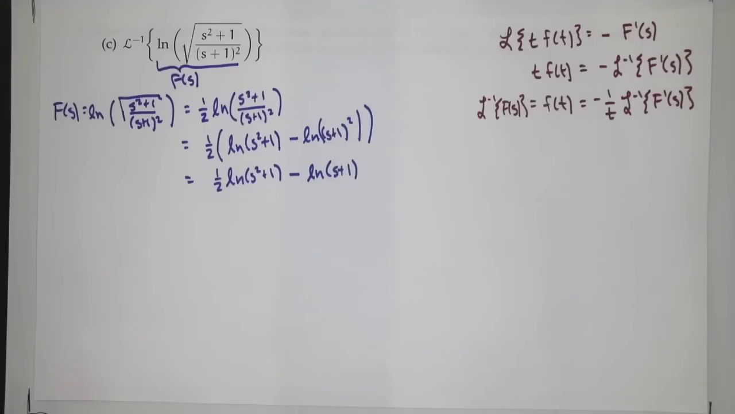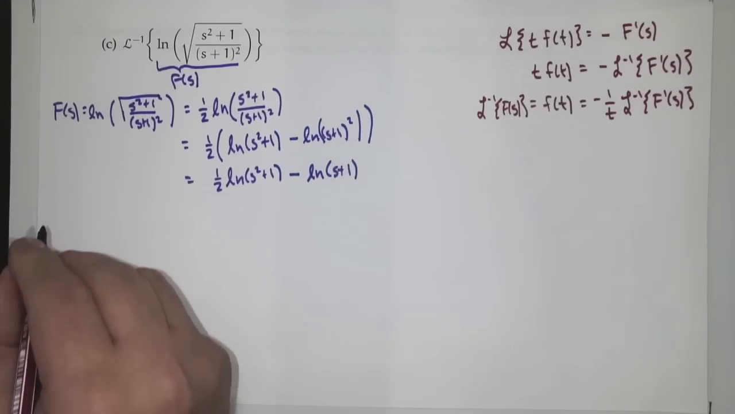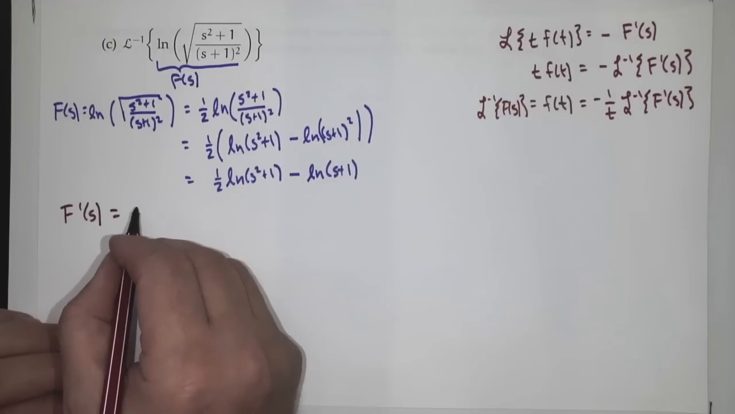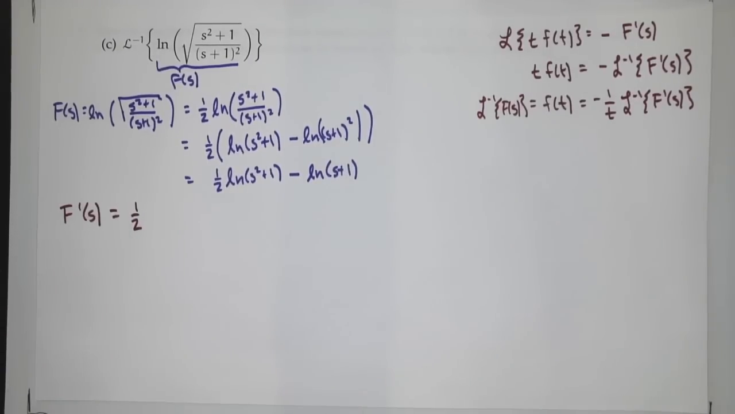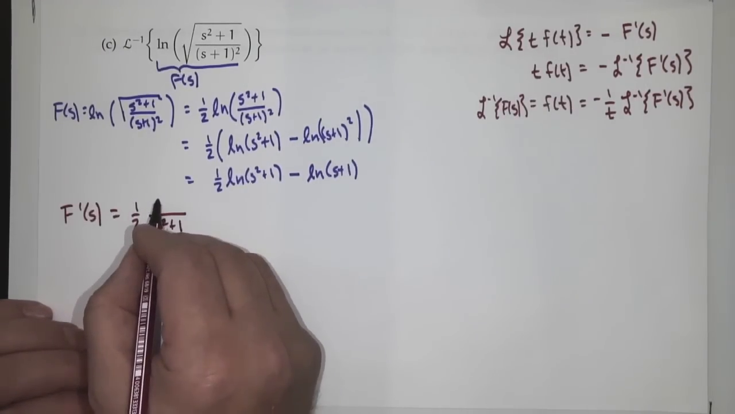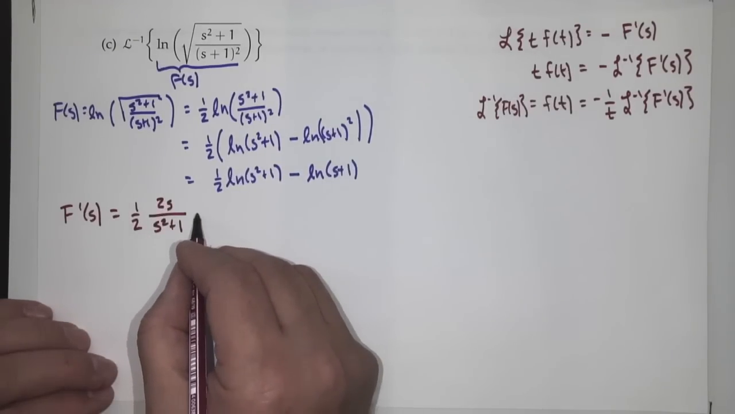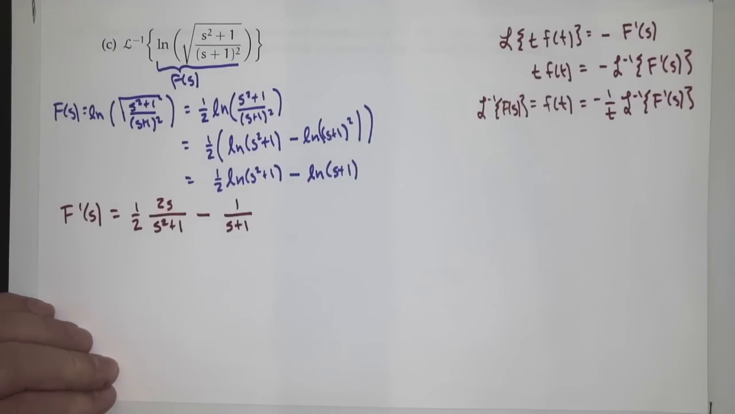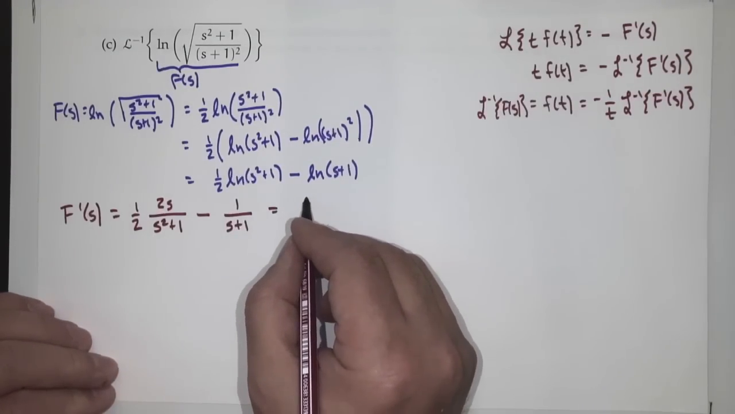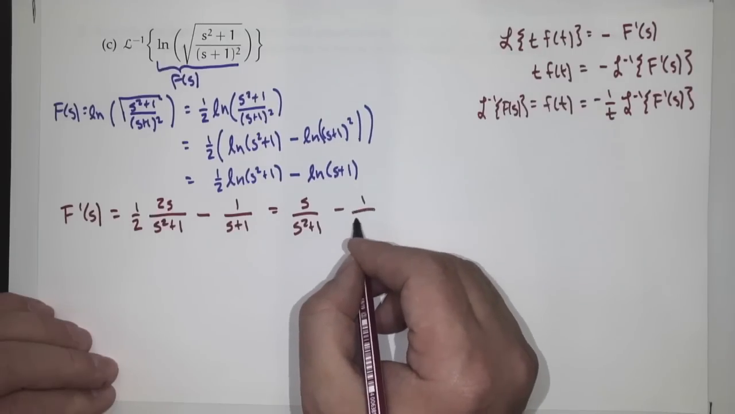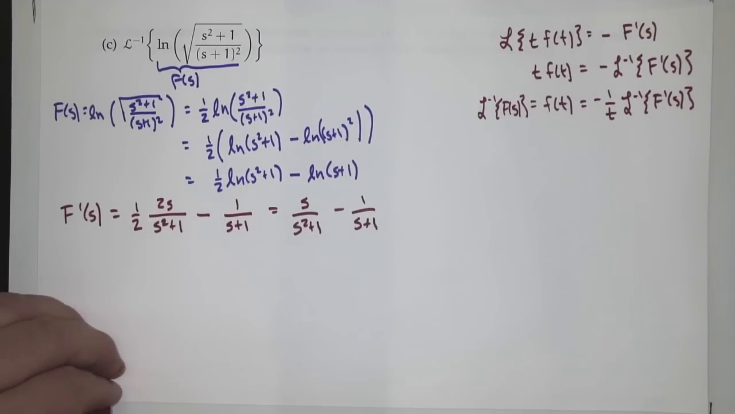We now find our f prime of s. Okay, so we've separated out as far as we can with logs. Take the derivative of log. We take 1 over the inside times the derivative of the inside. Do that again. 1 over the inside times the derivative of the inside. So the first piece becomes s over s squared plus 1. The second piece becomes 1 over s plus 1.